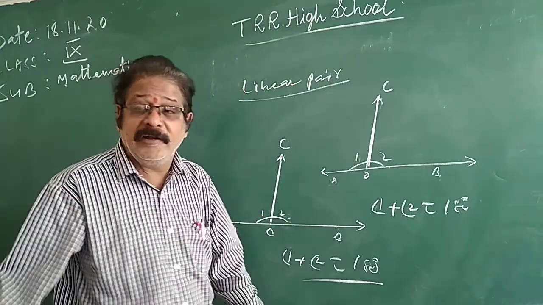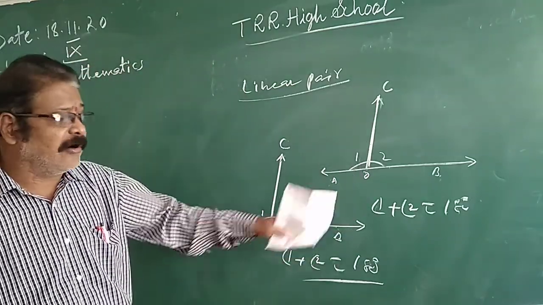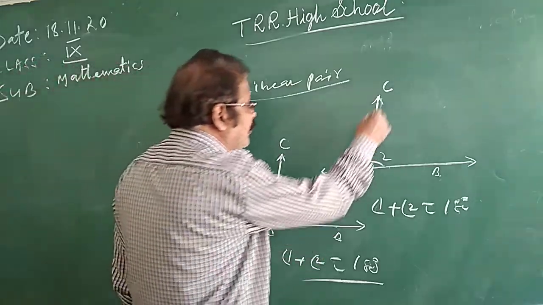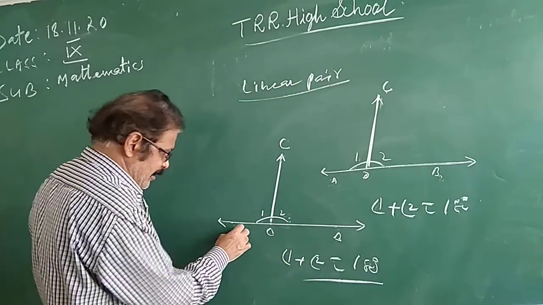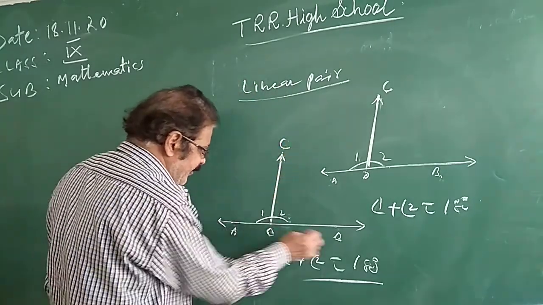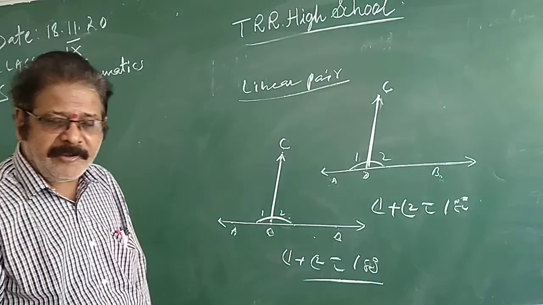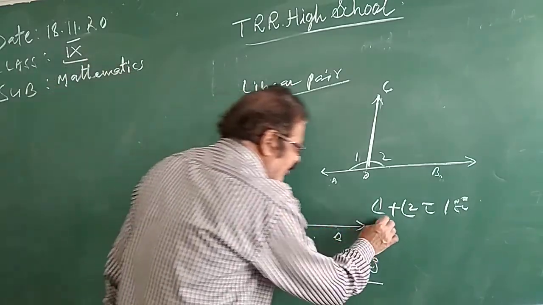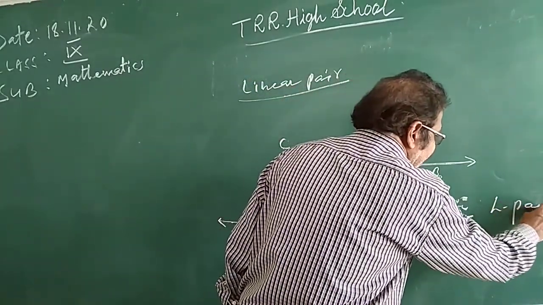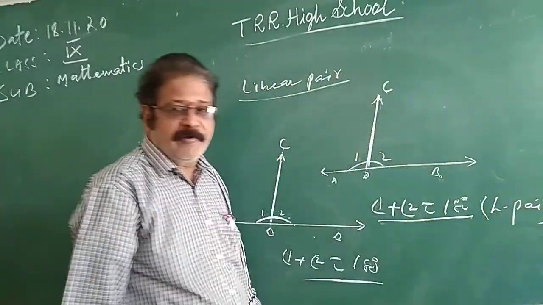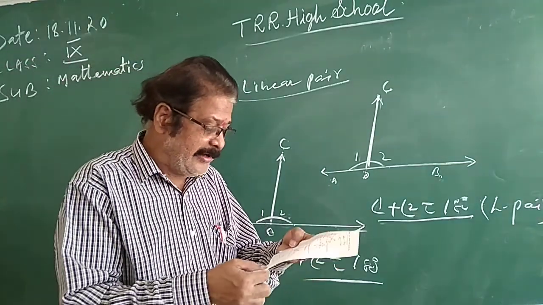It is called linear pair. If the sum of the adjacent angles is 180 degrees, it is called linear pair. What is the linear pair here? Angle AOC plus angle COB equals 180 degrees. 180 means linear pair. Linear pair means if the sum of the two adjacent angles is 180 degrees, it is called linear pair.